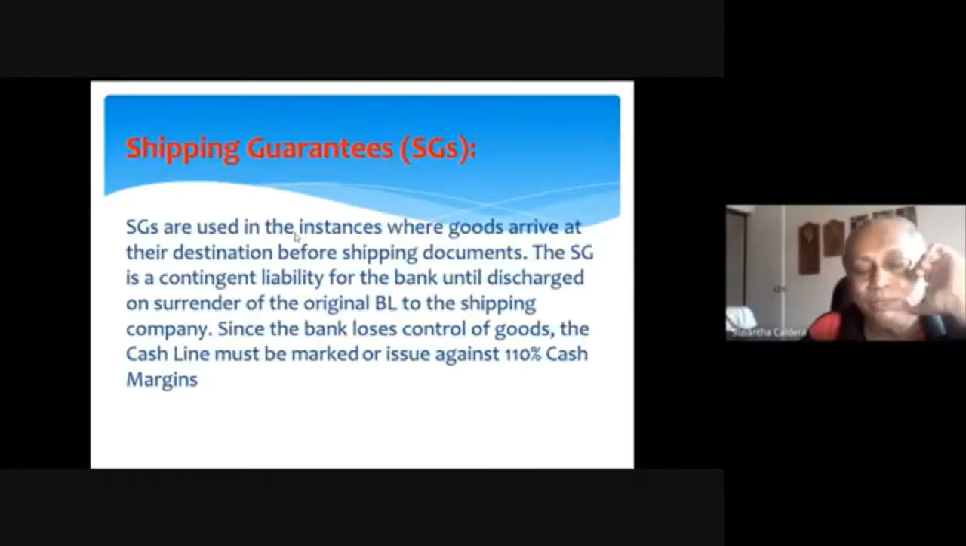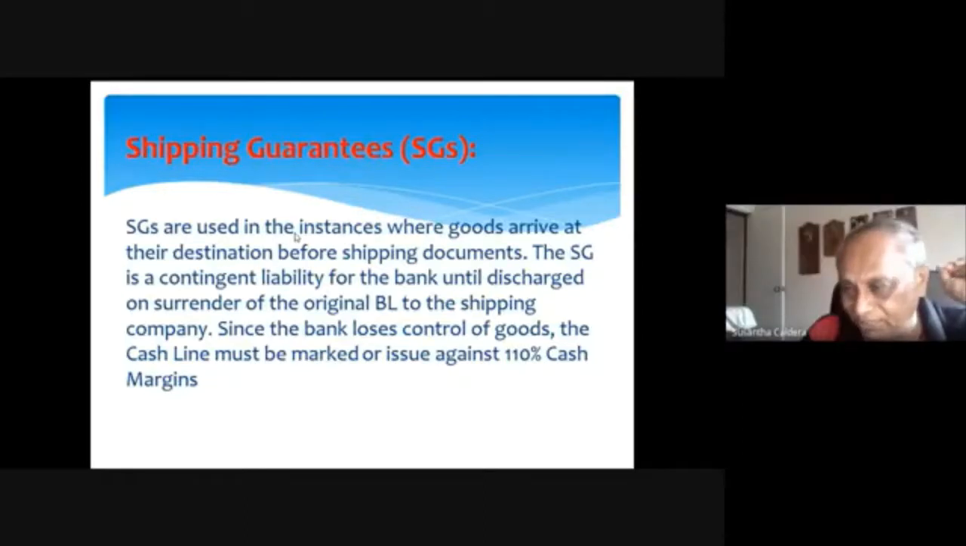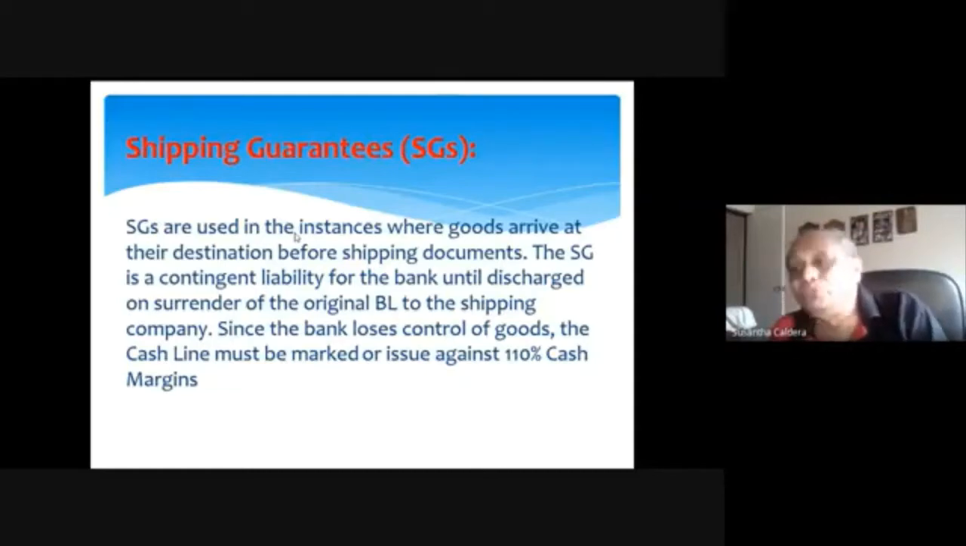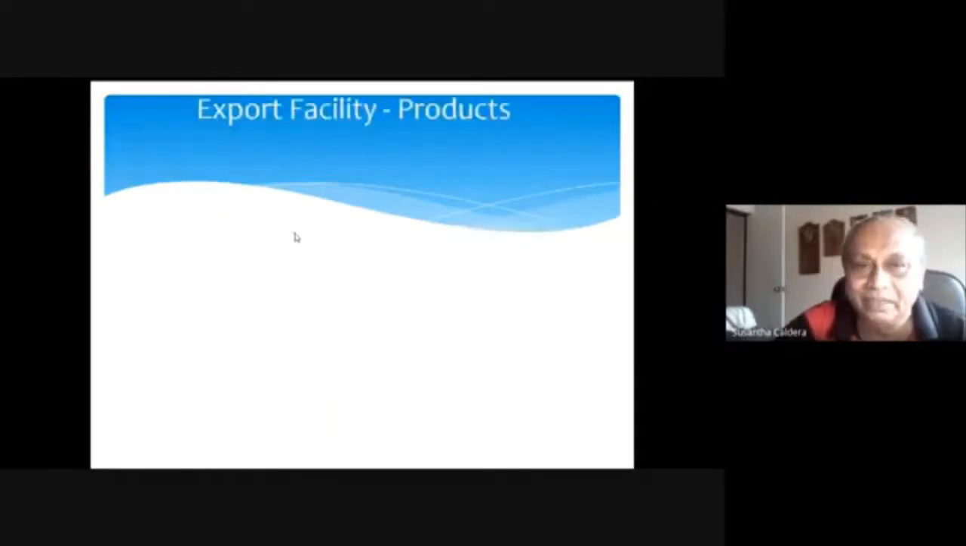But anyway, if you are not marking the cash lines, we have to ask the customer to keep a 110% cash margin. Why 110% cash margin? 100% margin, and we keep 10% for any exchange rate fluctuation, plus or minus. Right? The exchange rate can move, and the goods can also vary plus or minus 5%. For that we keep a 10% buffer.